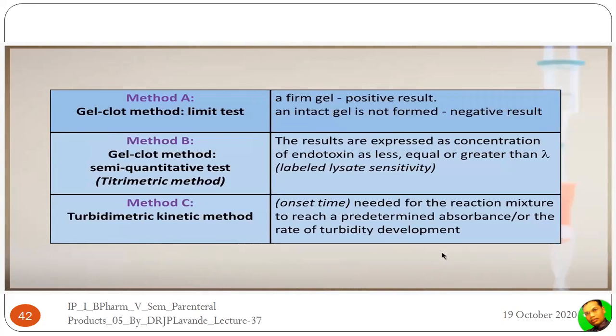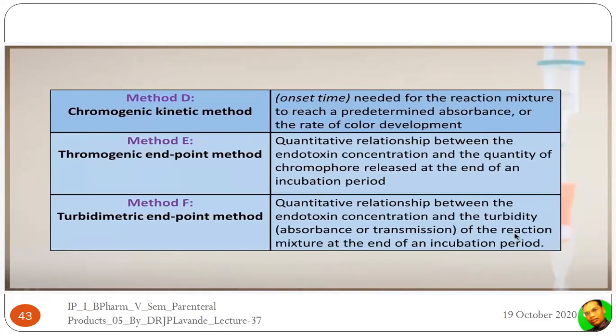It will depend on the onset time needed for the reaction mixture to reach a predetermined absorbance, or the rate of turbidity development. Method D is the chromogenic kinetic method. It will depend on the onset time needed for the reaction mixture to reach a predetermined absorbance, or the rate of color development. Method E is the thermogenic method.